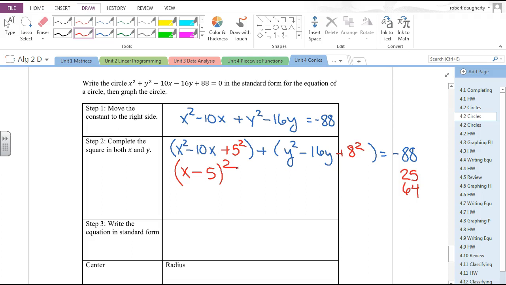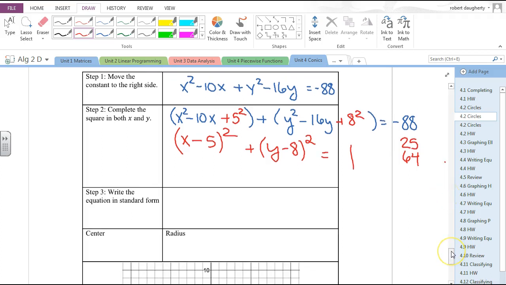What's the next thing? y minus 8 squared. That's starting to look like the equation of a what? Circle. Okay. What is 64 plus 25? 89. What is 89 minus 88? 1. So that is the equation in standard form. Where is the center of that circle? That circle is centered at 5, 8. What's the radius of that circle? 1. Okay. No, it's 5, 8.